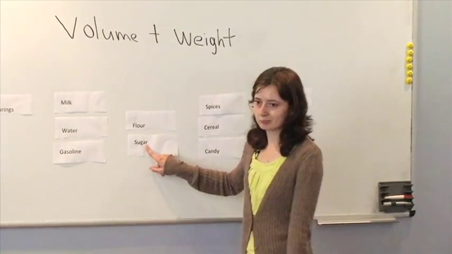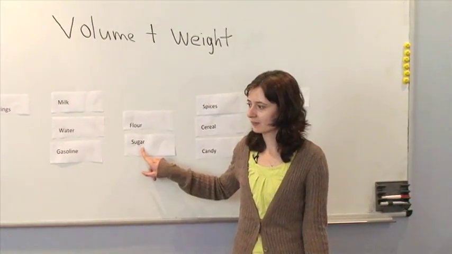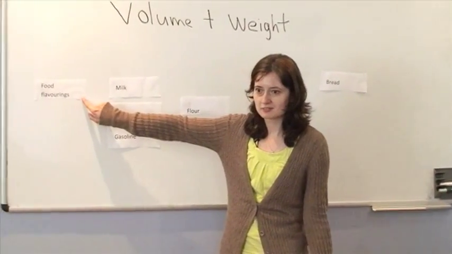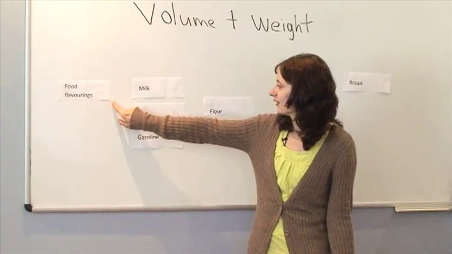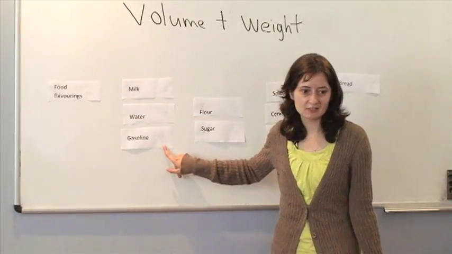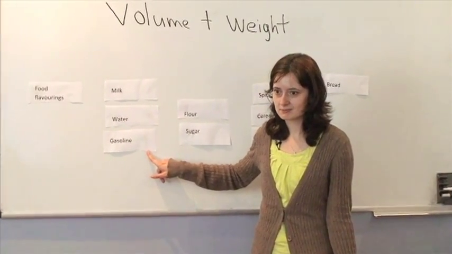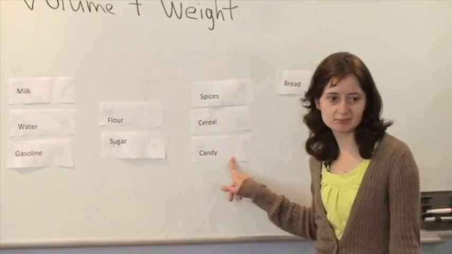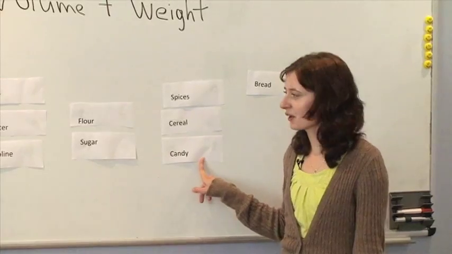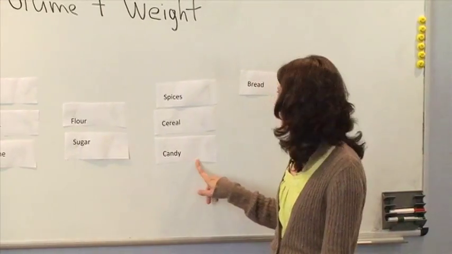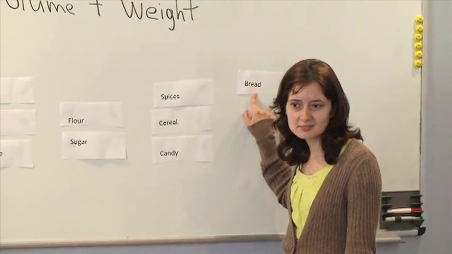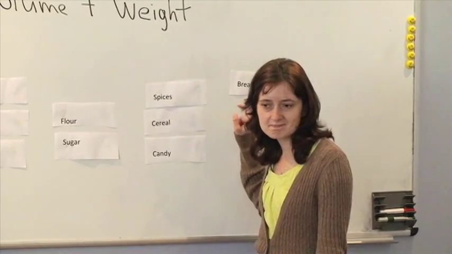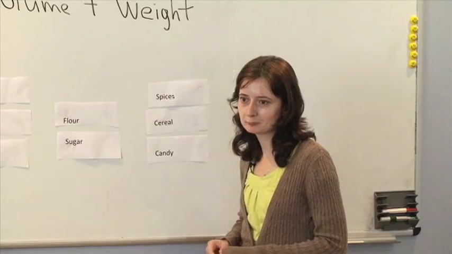Sugar. What would... Kilograms, right. What about food flavorings? Milliliters. What about gasoline? Never did that one yet. Liters? Okay. What about candy? Kilograms? What if you want a little bit of candy? Grams. Okay. What about bread? Okay. What about eggs? Yeah. Eggs.